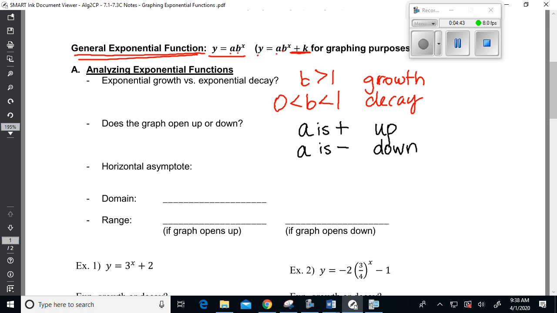Horizontal asymptote. Remember, the horizontal asymptote, when we were doing rational functions, is that horizontal dotted line that the graph cannot touch. In the case of an exponential function, that's y equals whatever the k value is. So if k is positive, it's a positive number. If k is negative, it's a negative number. You take the number as is.